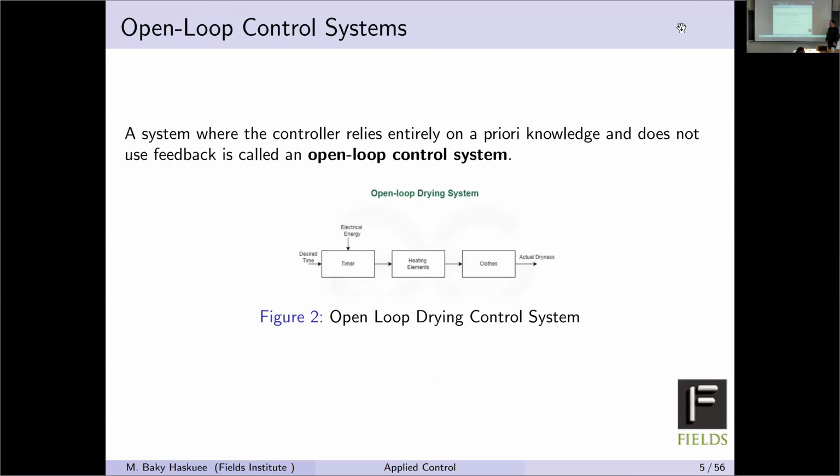We have two main categories, or two wide ranges, of the control system. One is called open loop control system, and the other, that later I will talk about, is closed loop.